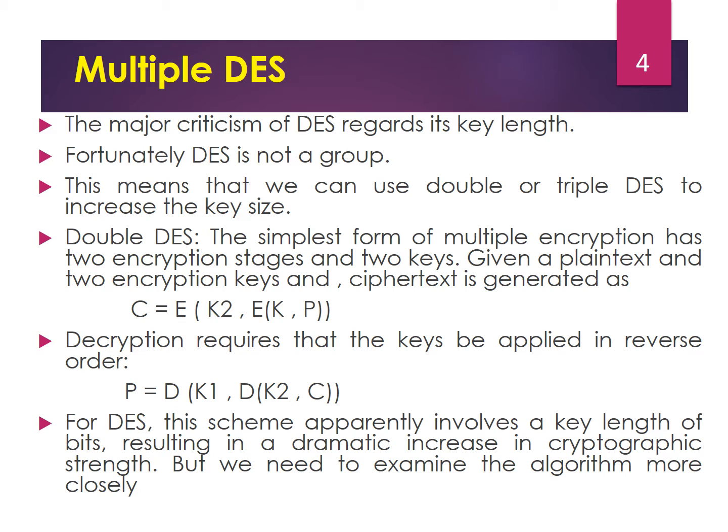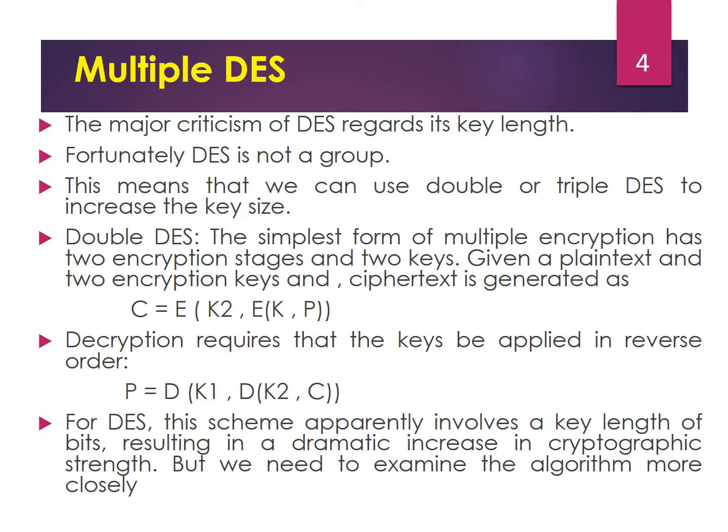Double DES, the simplest form of multiple encryption, has 2 encryption stages and 2 keys. Given a plaintext and 2 encryption keys, the ciphertext is generated as C = E(K2, E(K1, P)). Here the double encryption is done using 2 different keys.